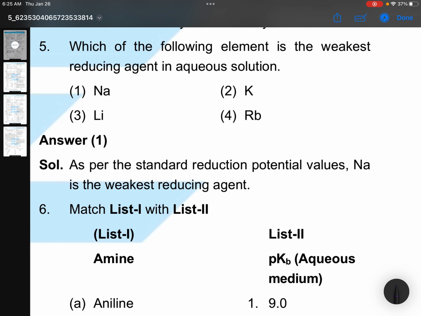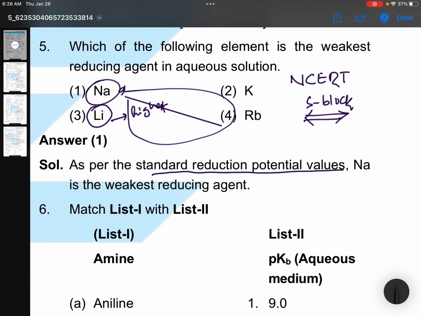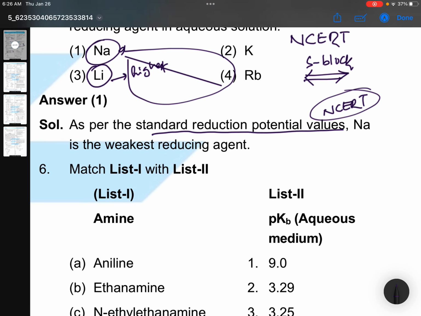Which of the following elements is the weakest reducing agent in aqueous solution? This is again your NCERT s-block elements table. You can see lithium is having the greatest value. We expect lithium to be the least, but lithium is highest. The next element after this first place goes to rubidium, then potassium, then the least is for sodium, as per the standard reduction potential values in NCERT. Okay. Read NCERT. Don't forget the tables.